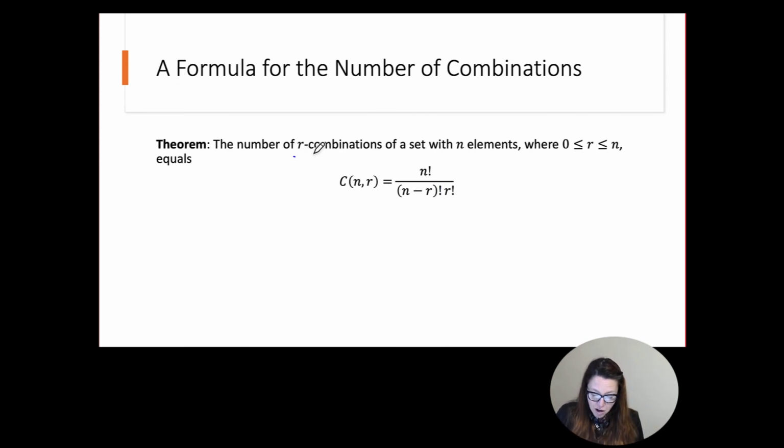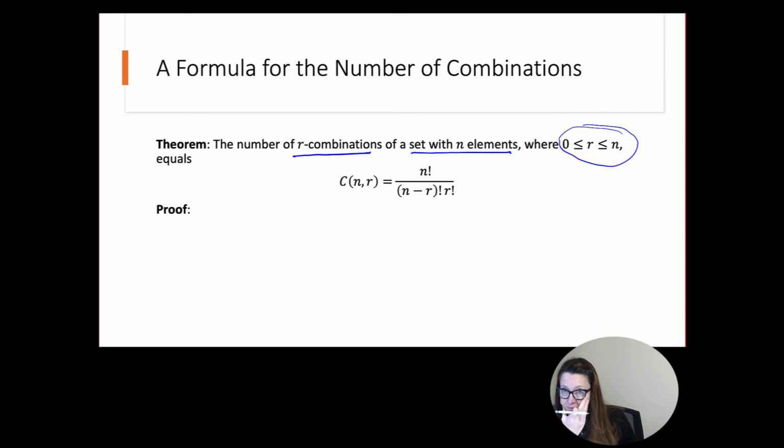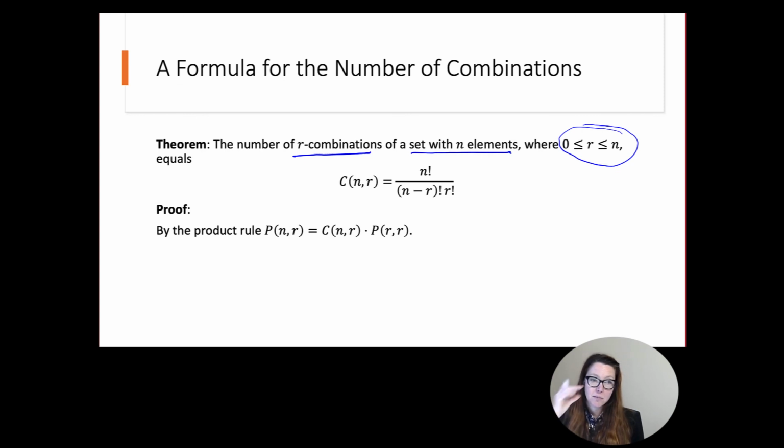So the number of r combinations from a set with n elements, and again, we're placing r somewhere between 0 and n, is the following: n factorial over (n minus r) factorial times r factorial. And the proof for this is as follows. By the product rule, so breaking it down, this is an interesting piece.